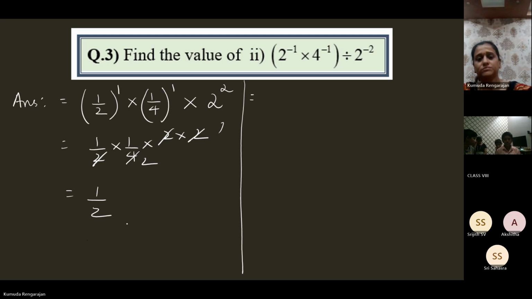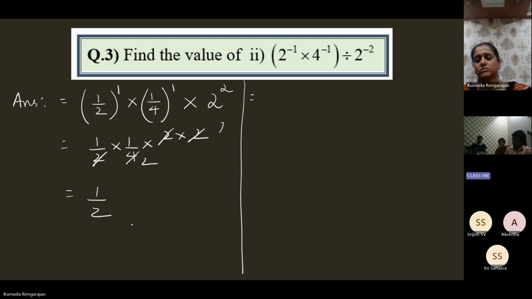Ma'am, I took it like 1 by 2 and 1 by 2 into 1 by 4, divided by 1 by 2. No, 1 minute. Divide by 1 by 2. You're forgetting the power. The power is minus 2. So that will become the negative of the power.